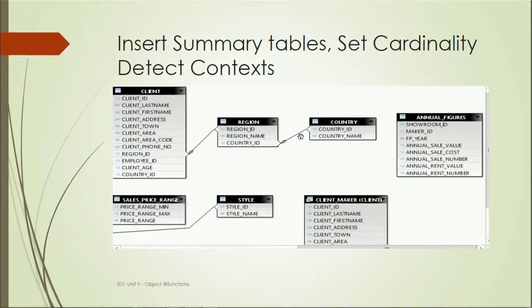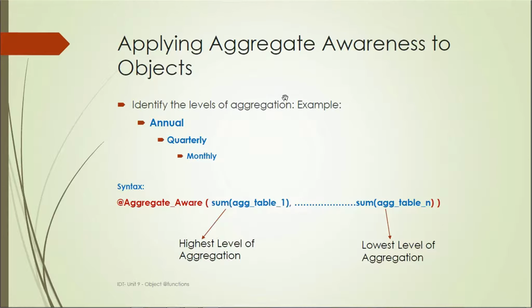So these are the first, second, and third steps. The fourth step is applying aggregate awareness to objects. This is an important step where we need to apply it. First, before applying aggregate awareness, we need to identify the levels of aggregation.